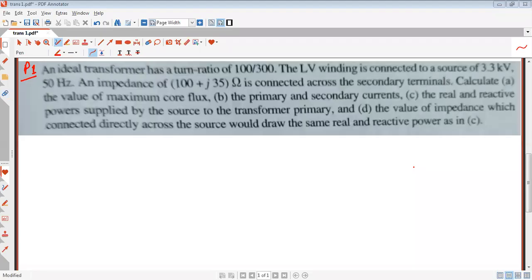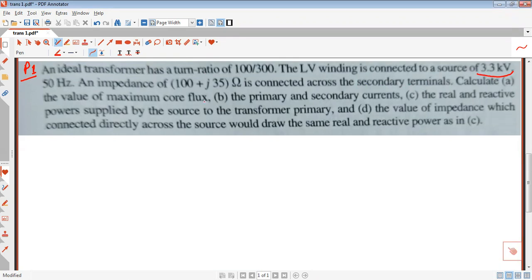Hello everyone. In this part of the lecture, I am going to discuss some numerical problems related to the transformer. In this problem, an ideal transformer has a turn ratio of 100 by 300. The low voltage winding is connected to a source of 3.3 kilovolt, 50 hertz. An impedance of 100 plus j30 ohm is connected across the secondary terminal.